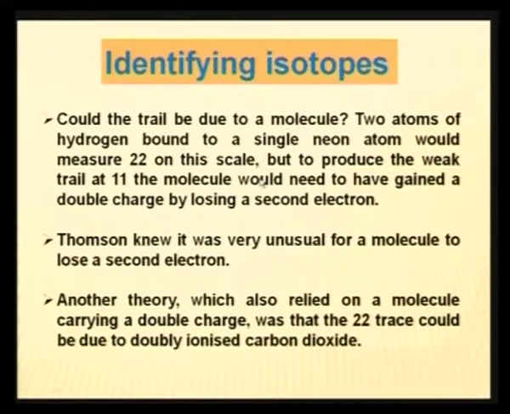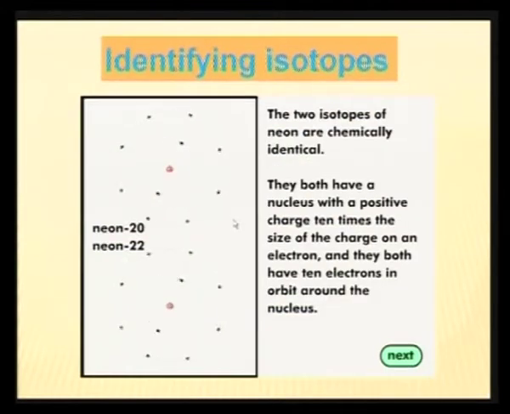So they proceeded to determine why there are two traces in the case of neon, and you find that there are two isotopes of neon. The two isotopes of neon are chemically identical because the number of electrons is the same. Neon has how many electrons? You've got 10 electrons. So the chemical properties are decided by electrons only. If you've got 10 electrons, there should be 10 protons, right? But the neutron number will differ.